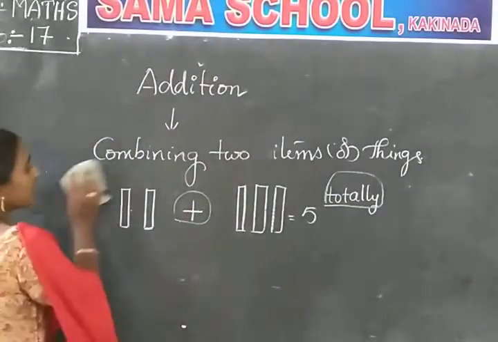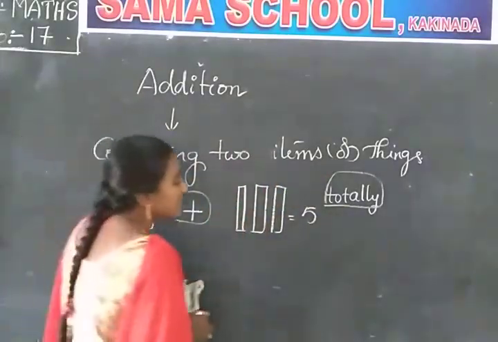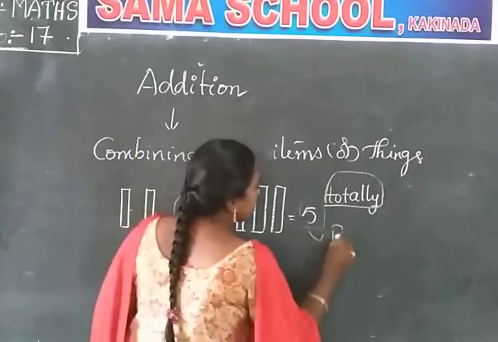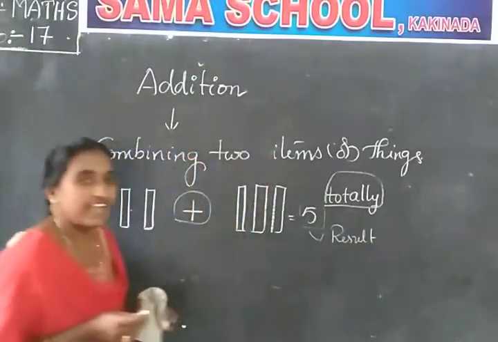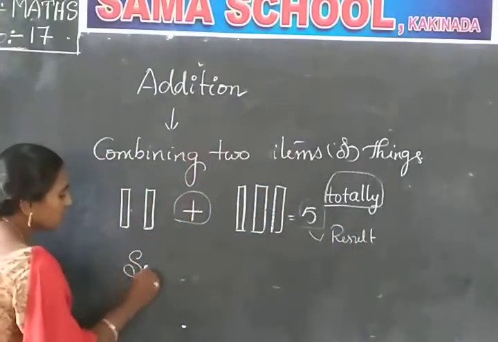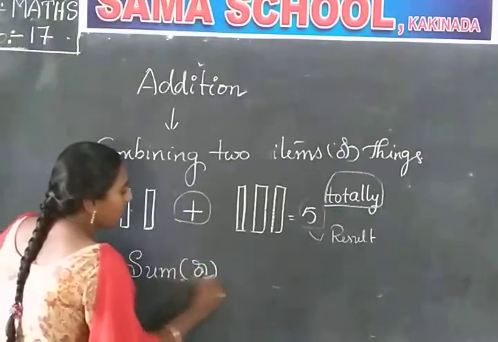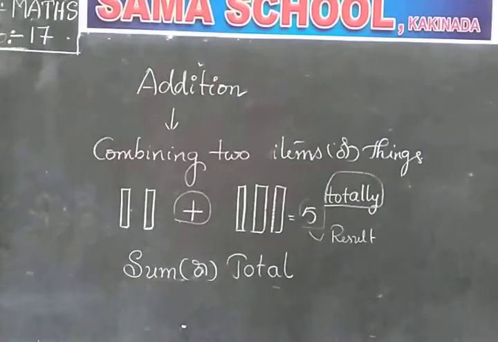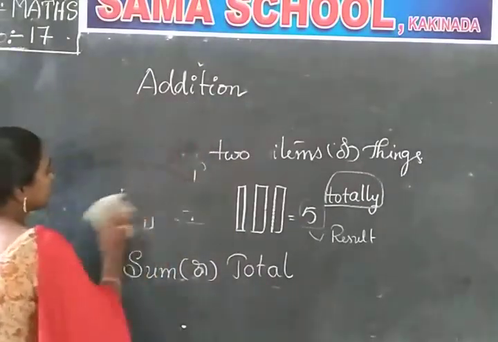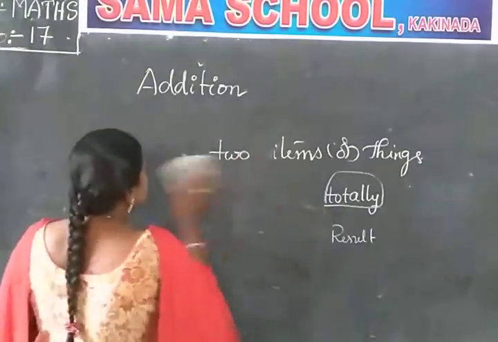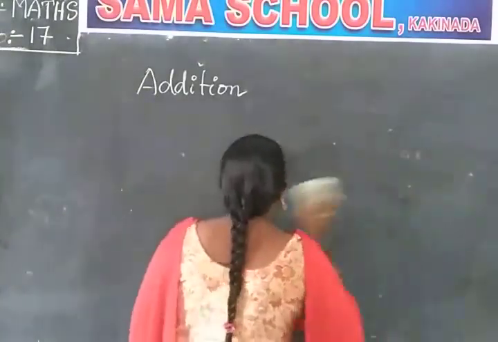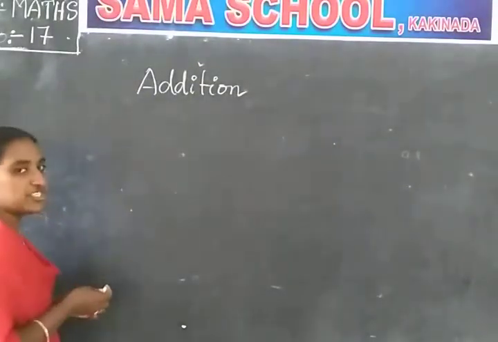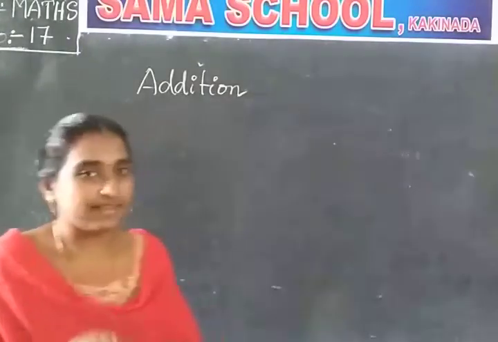See, when you are combining two items or things, we are getting the answer. This answer is known as the result. The result of addition is known as sum or total. Okay, let us take three numbers. To understand easily, I am taking single digit numbers. Okay, children? You are not small kids to learn these simple additions, but to understand the topic easily, I am taking the single digit numbers.